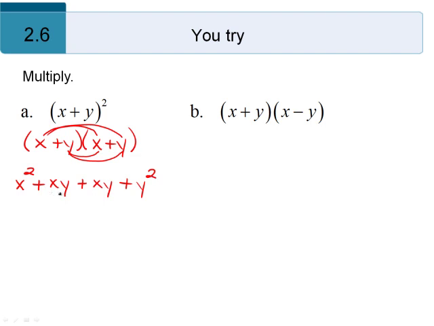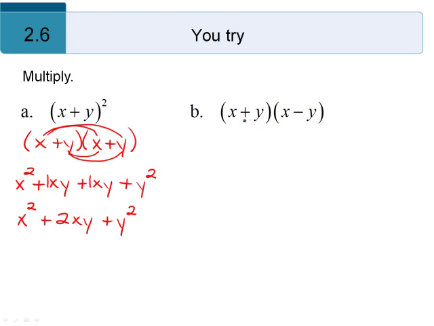Now, remember, you've got like terms here in the middle, xy and xy. And don't forget the coefficient on each one of those is a 1. So you bring down x squared. xy plus xy is going to be 2xy plus y squared. That just comes down. And there's your answer.